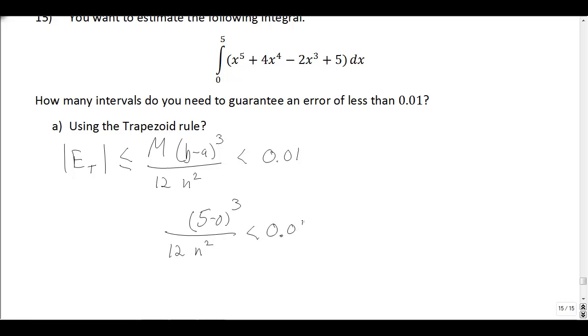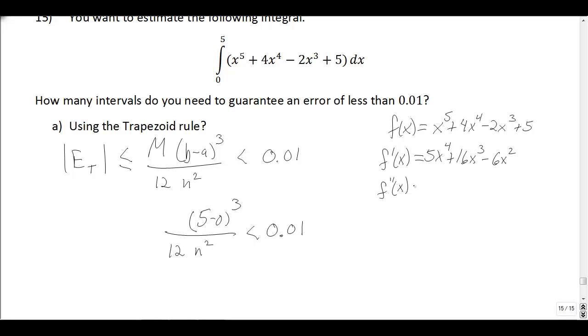So less than 0.01. M here is supposed to be an upper bound for the second derivative. For the trapezoid rule, it's the second derivative. So f of x equals x to the fifth plus 4x to the fourth, minus 2x cubed plus 5. F prime of x then is 5x to the fourth plus 16x cubed minus 6x squared. And then the second derivative is 20x cubed plus 48x squared minus 12x.